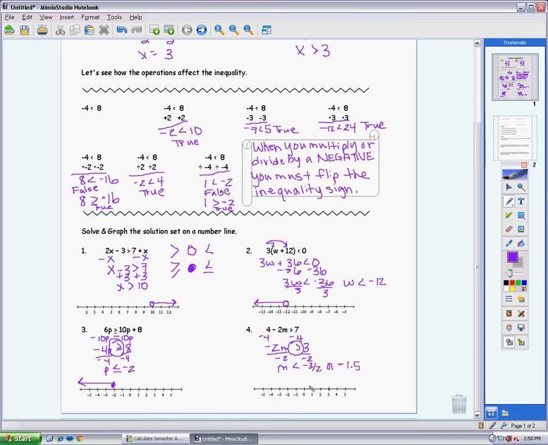Negative 1.5 is located here, and it's going to be an open dot in the middle. And less than, so it's going to be to the left side, everything less than negative 1.5.